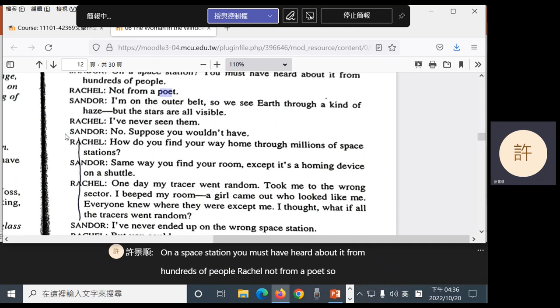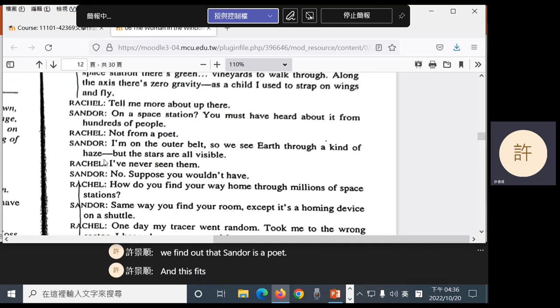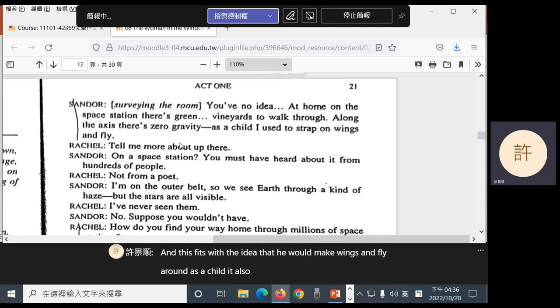So this is where we find out that Sandor is a poet. And this fits with the idea that he would make wings and fly around as a child. It also fits with the idea that his family would make wine. Wine and poetry often go together.